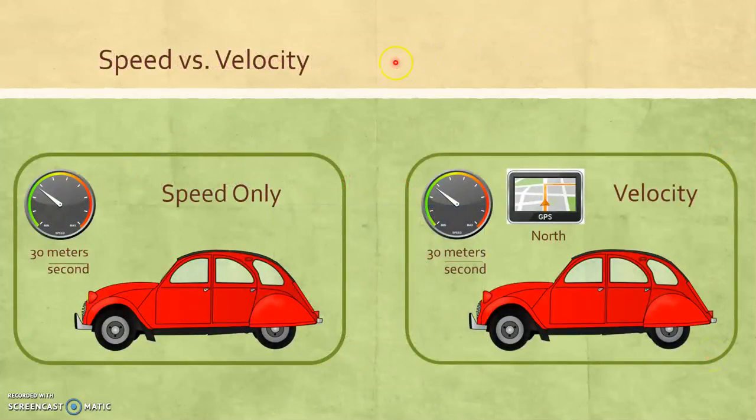So an example, speed versus velocity. Here's this car, it's going 30 meters per second. Speed only, I don't know what direction it's going. Over here, same car, same speed, but I also have this lovely little GPS that's telling me that the car is going north. So I know its speed, I know the direction it's going, so I know its velocity. Over here, I don't know its velocity because I don't know what direction this car is traveling.